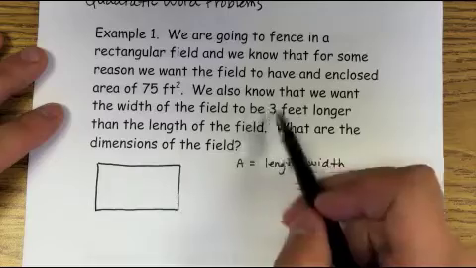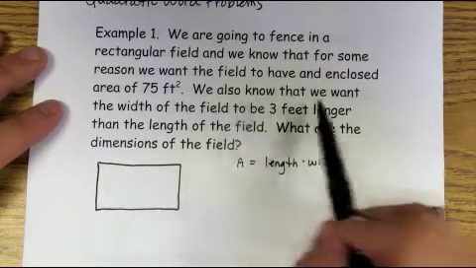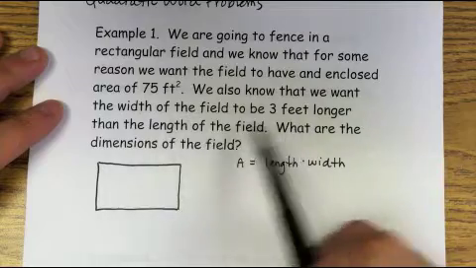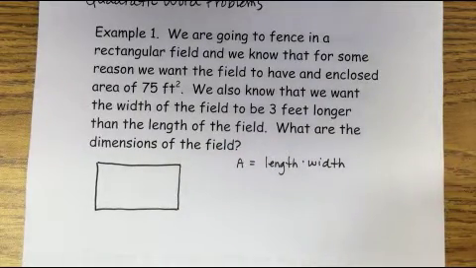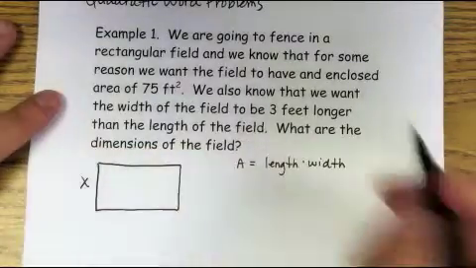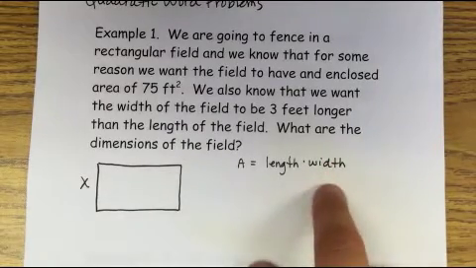So the length here, let's see, does it tell us anything about the length? We also know that we want the width of the field to be 3 feet longer than the length of the... Okay, what is the length? I don't even see it, do you? No, I'm just going to call that x then, because it doesn't tell me anything about the length. But it does tell me some stuff about the width.